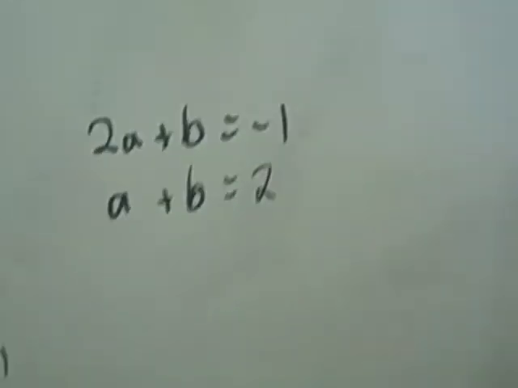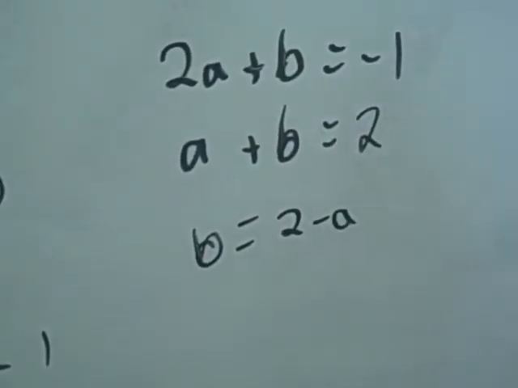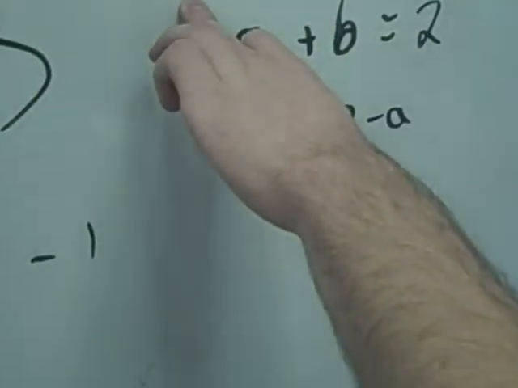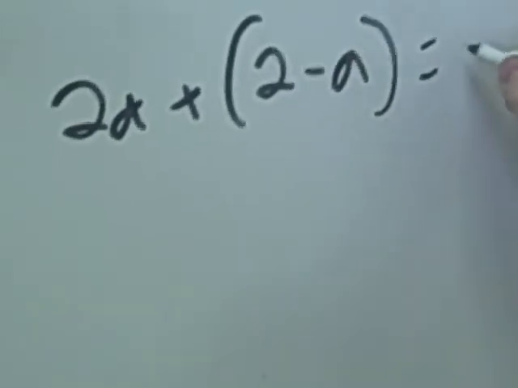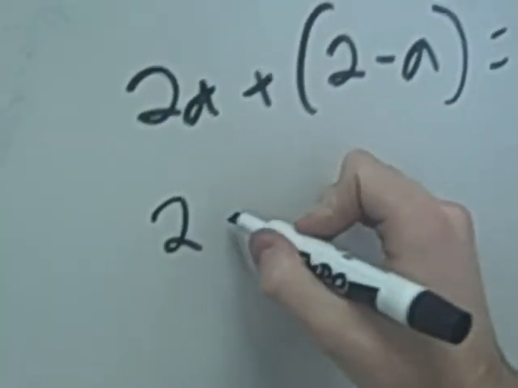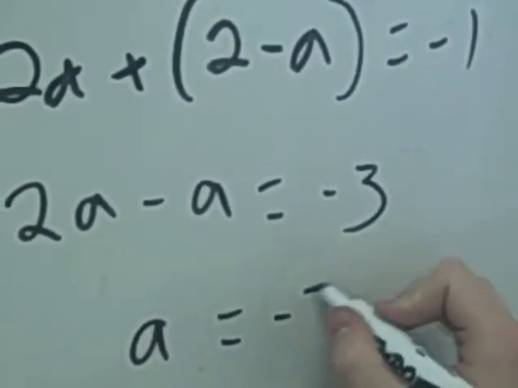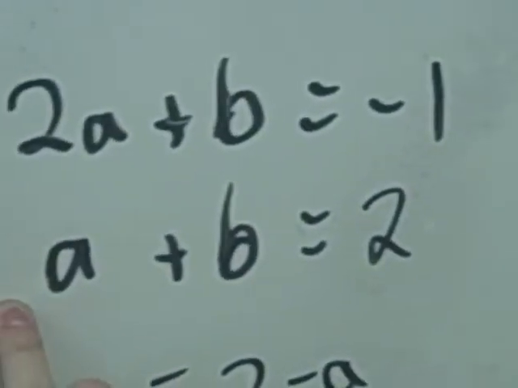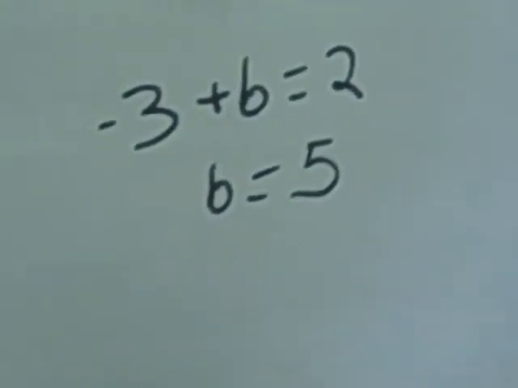What I would do is substitute. Solving this one for b, you'd get b equals 2 minus a. And then I would plug it into the first one. And so you'd get 2a plus 2 minus a, because you're plugging in the b, and that equals negative 1. And so you'd get 2a minus a equals negative 3, so a equals negative 3. Then we plug that back into this equation to find out what b is. So we get negative 3, which is a, plus b equals 2. And so b equals 5. And that is our problem.